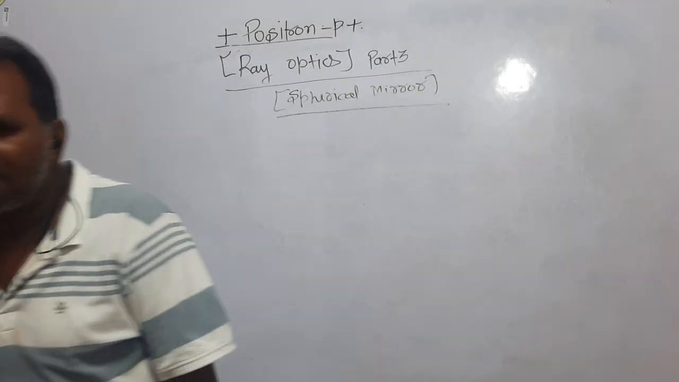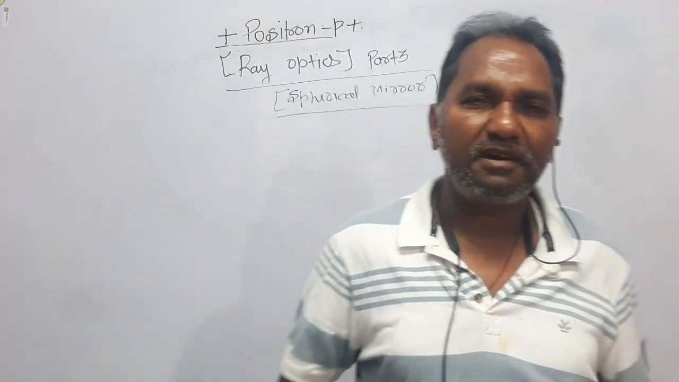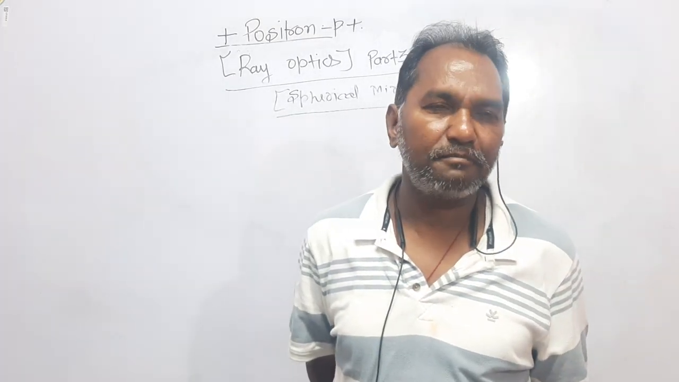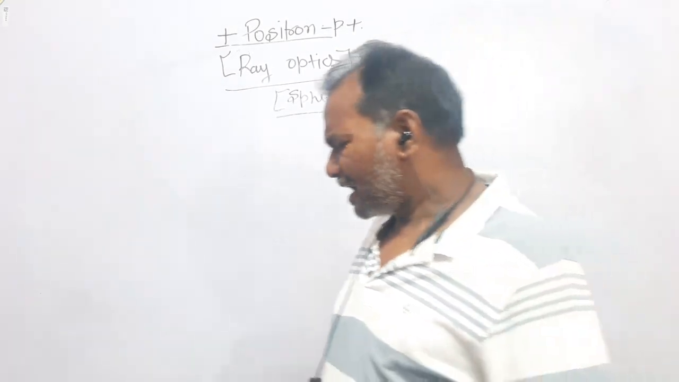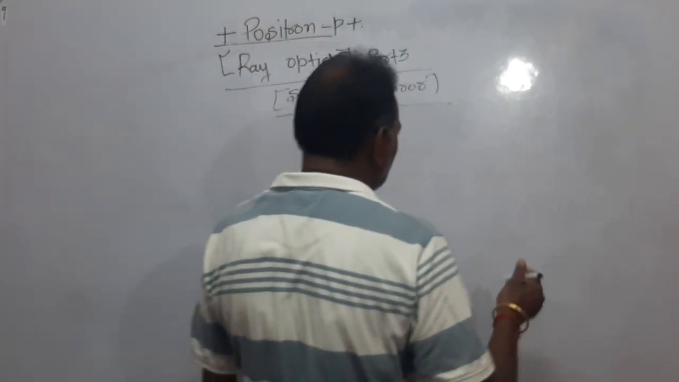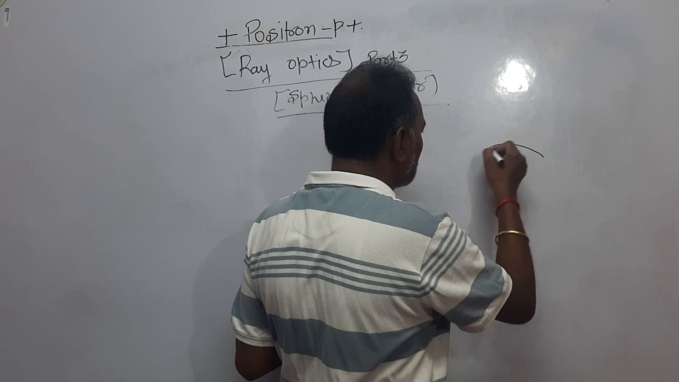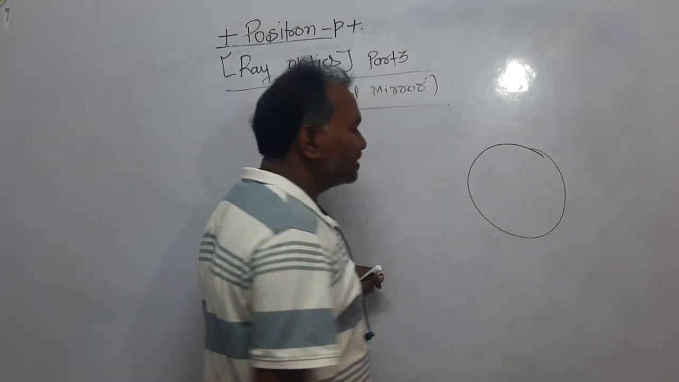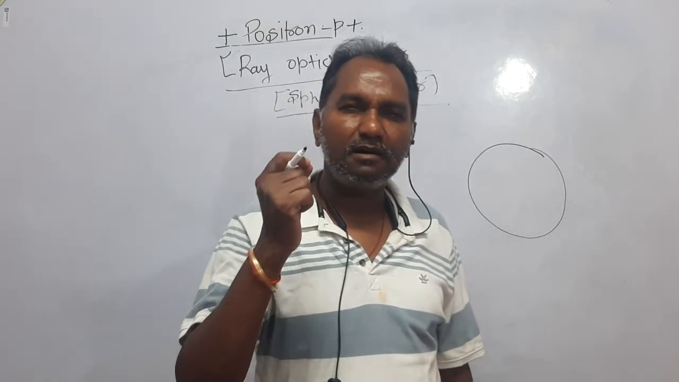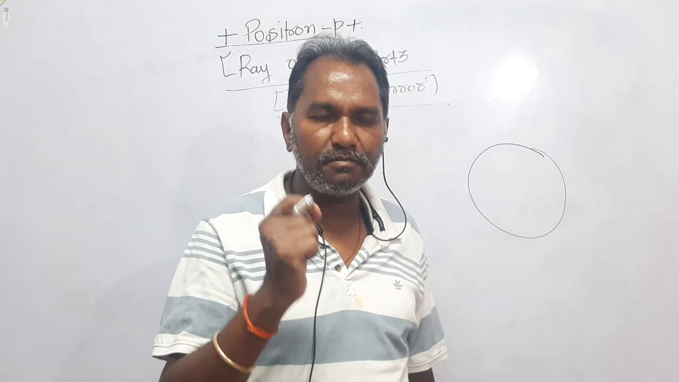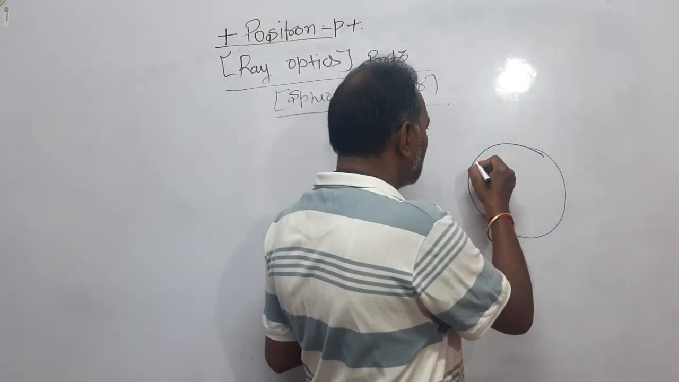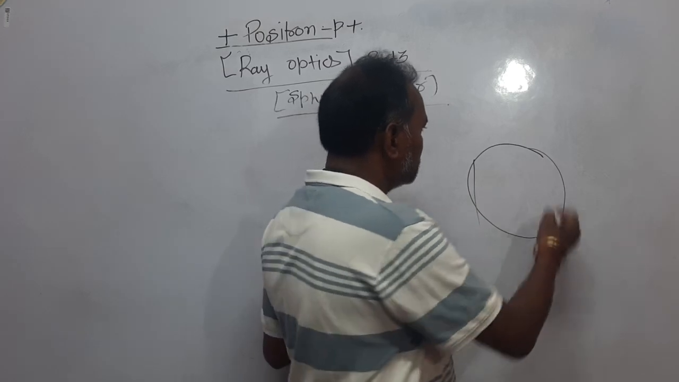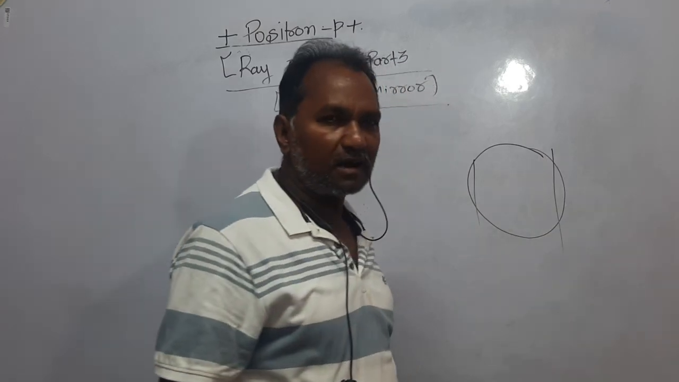Dear students, there are two types of spherical mirrors we have to discuss. One is convex and the other is concave. Why is it called a spherical mirror? Whether convex or concave, they are both part of a sphere, right? You can take a cross section of that.